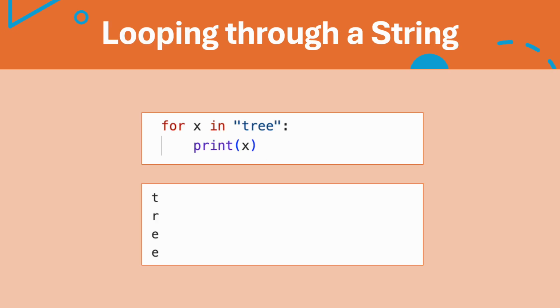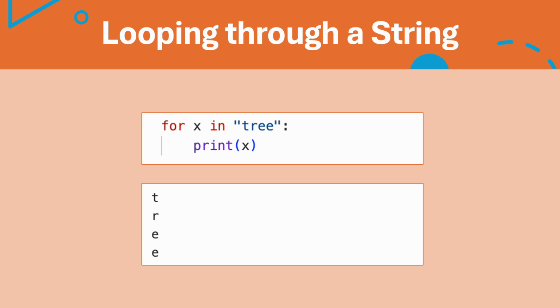Strings are considered iterable objects because they contain a sequence of characters. A for loop is written by using the keyword for, followed by the word in, followed by a sequence, in this case the string tree, followed by a colon, followed by an indented block of code, in this example the print statement, to execute the function for each item within the string. Here, the for loop will return T, R, E, E.